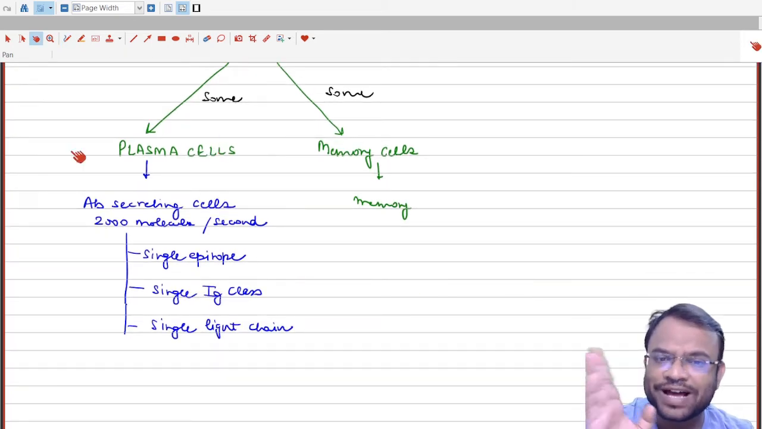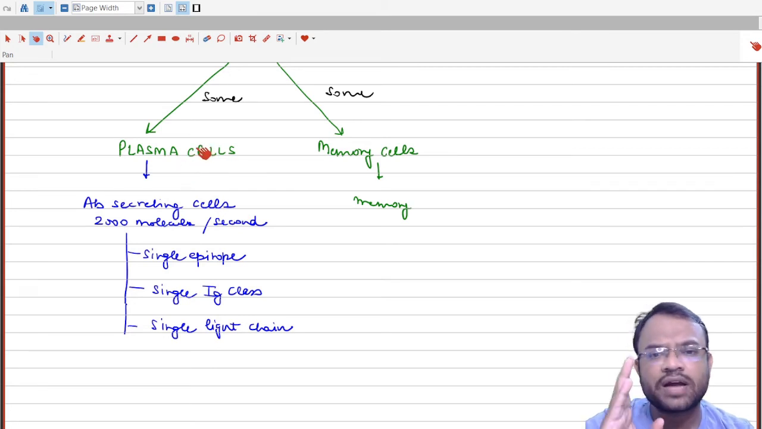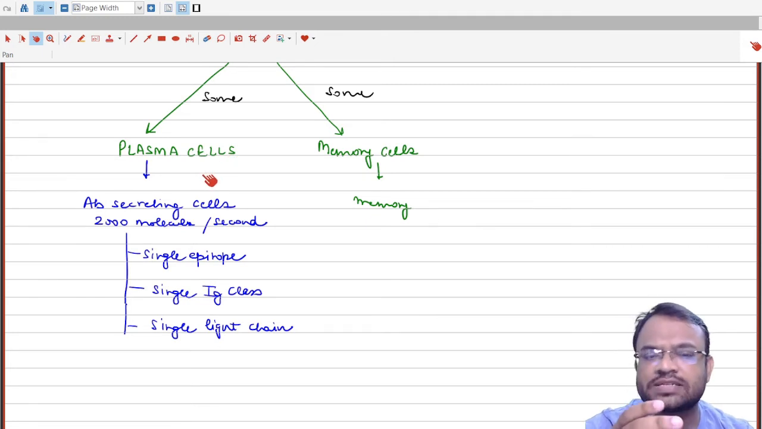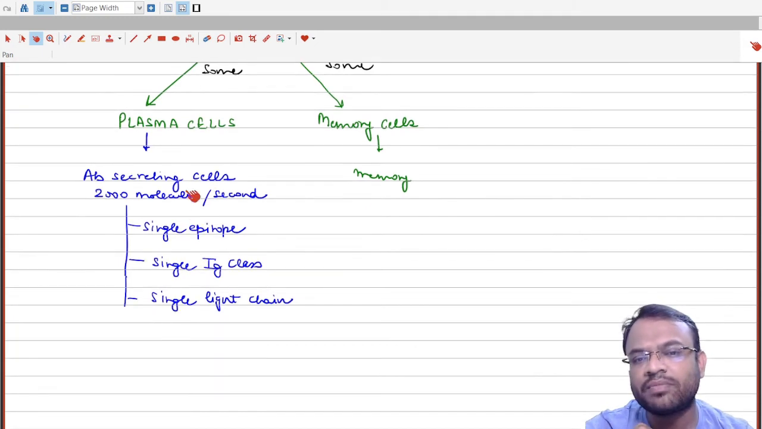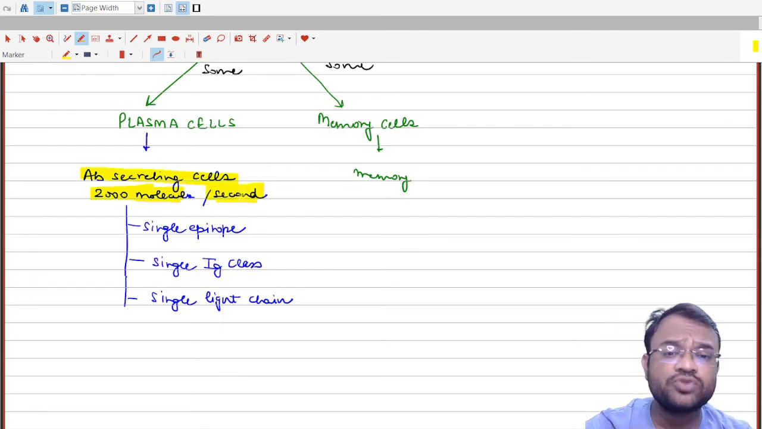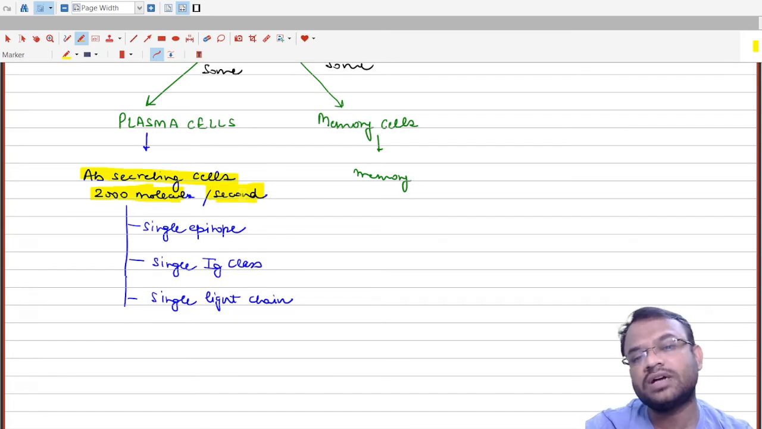Now let's move to the plasma cells. Now these are, I believe, more well understood. Plasma cells are the cells that have the capacity to form antibodies. These plasma cells are also called antibody secreting cells. Plus it has been seen that they can secrete antibodies at around 2000 molecules per second.